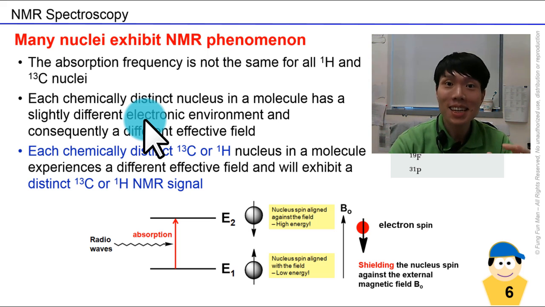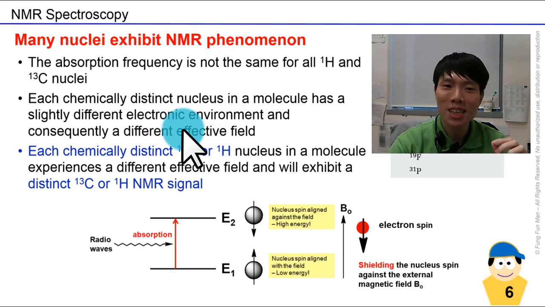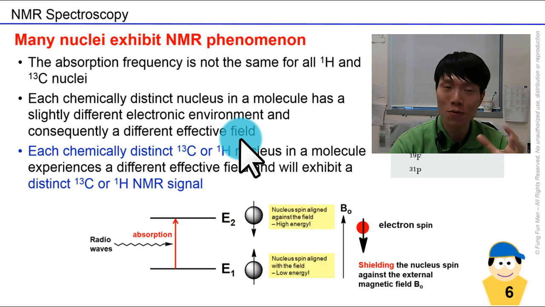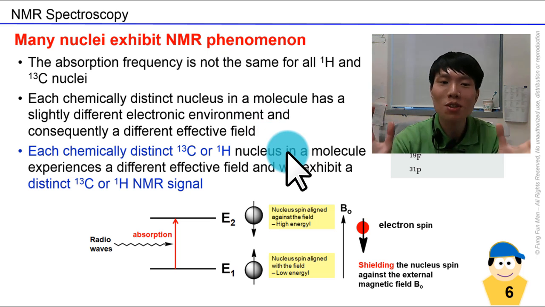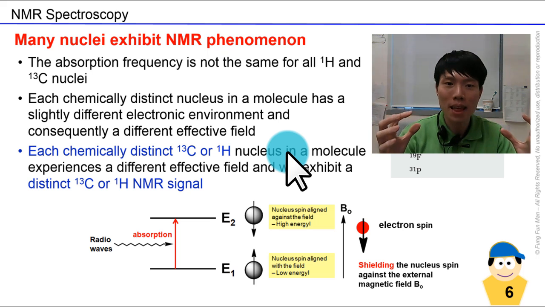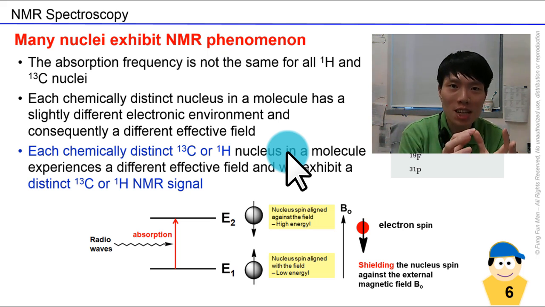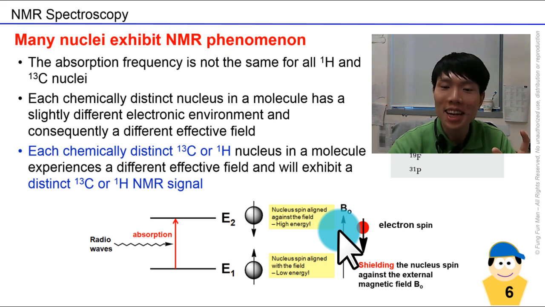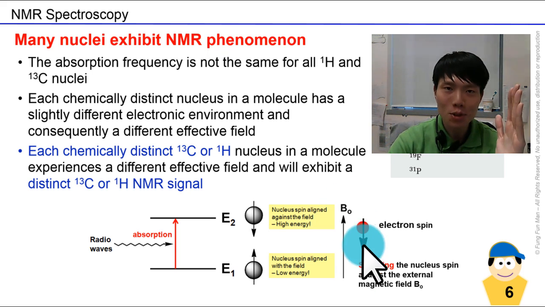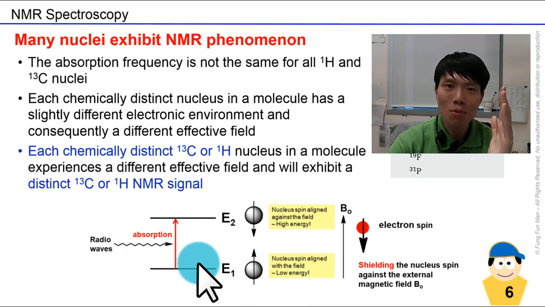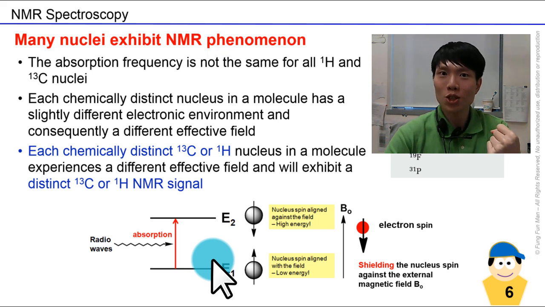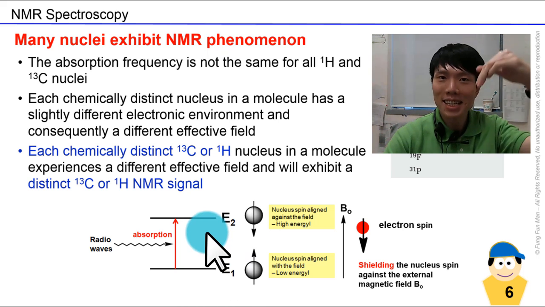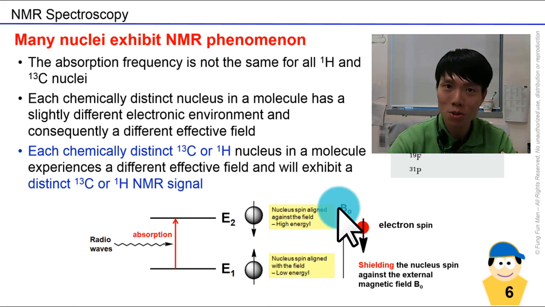Each chemically distinct nucleus in the molecule has a slightly different electronic environment and consequently a different effective field. Each chemically distinct carbon-13 or hydrogen-1 nucleus in the molecule experiences a different kind of effective field, and so gives a very distinct NMR signal that pertains to it only. It's very special. Like I mentioned in the previous slide, we have the external strong magnetic field, and if the nuclear spin is aligned with it, it is of low energy because that's easy, following the order, but it can absorb some energy to be more energized and go against it. It goes to the opposite spin compared to the external magnetic field.